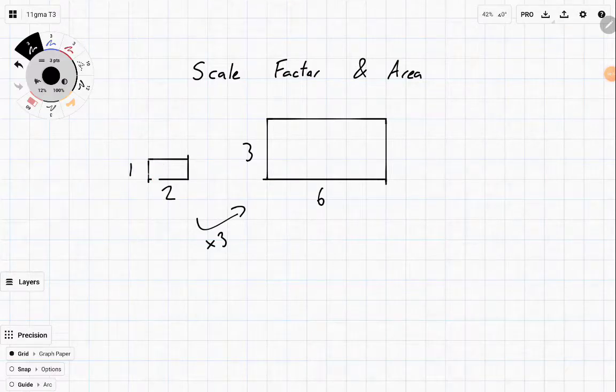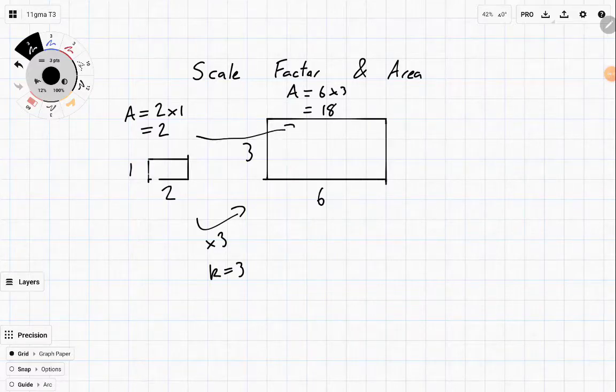We can see that k is equal to 3, right? The scale factor from the original to the image is 3. But the question is, how is the area affected? Well, the area of the first one is just length times width, which is 2 times 1, which is 2. Whereas the area of the second one is also length times width, but in this case it's 6 times 3, and you can see that we get 18. So the sides have increased by a factor of 3, and yet the area has increased by a factor of 9. The scale factor is the same, but the thing is that area gets affected in a slightly different way.